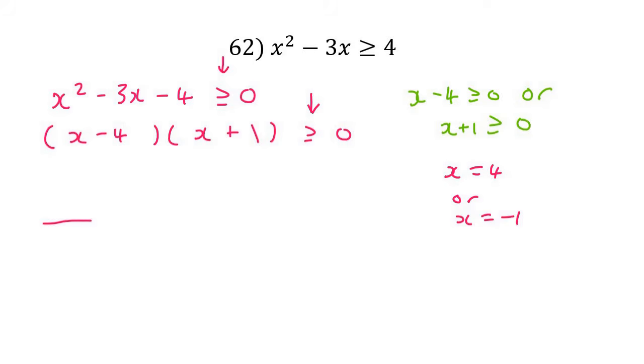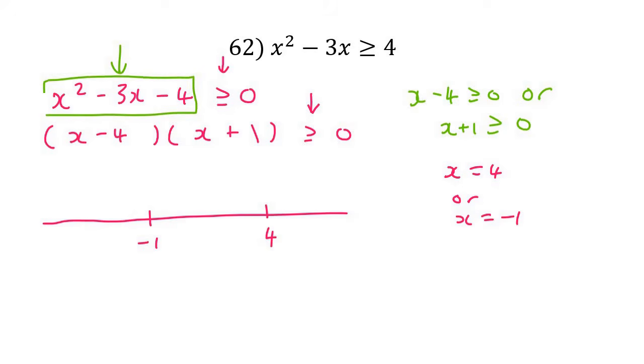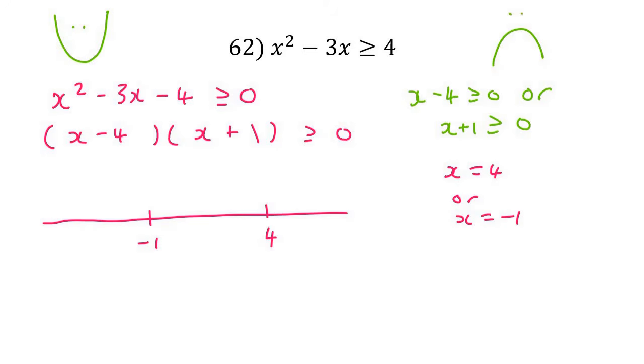So now what I want you to do is to draw a number line and put those two numbers on the number line like that. Then you look at this over here and you ask yourself, what type of graph is that? Well, that is a parabola, right? And you get two types of parabolas. You get happy parabolas, which are always smiling, and you get sad parabolas, which are always sad.